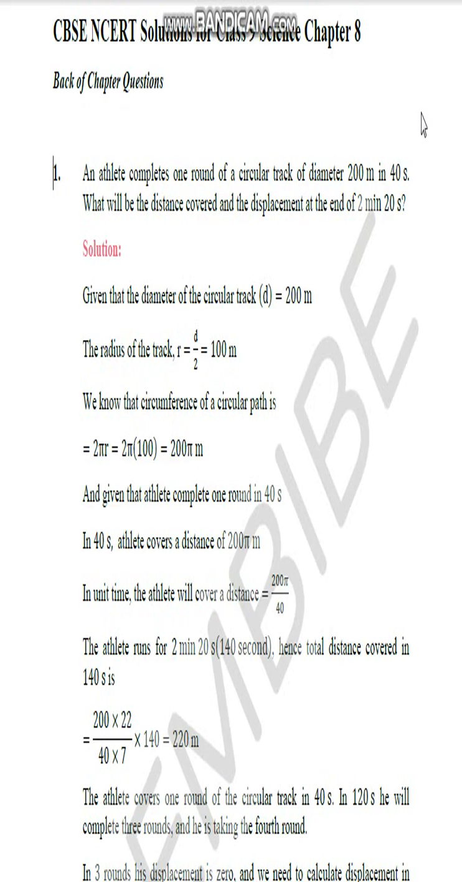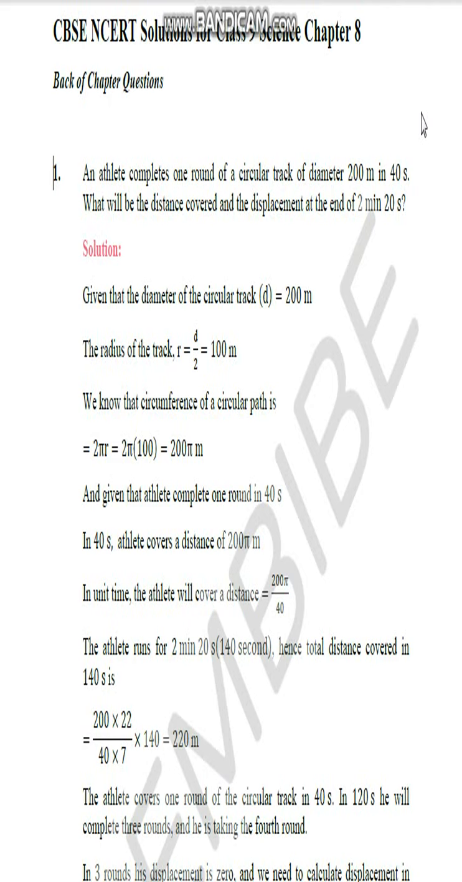The first numerical is: an athlete completes one round of a circular track of diameter 200 meters in 40 seconds. What will be the distance covered and displacement at the end of 2 minutes 20 seconds? The numerical says there is a circular track whose diameter is 200 meters. An athlete completes that circular track in only 40 seconds. Now the question is, in 2 minutes 20 seconds, how much distance of that track will be covered?